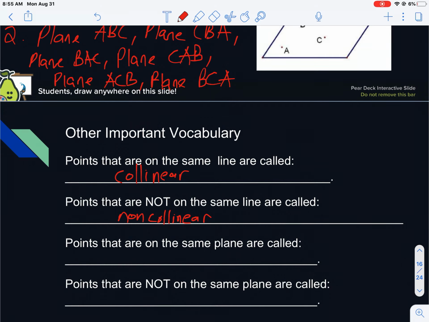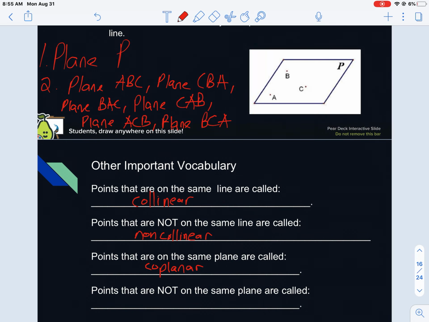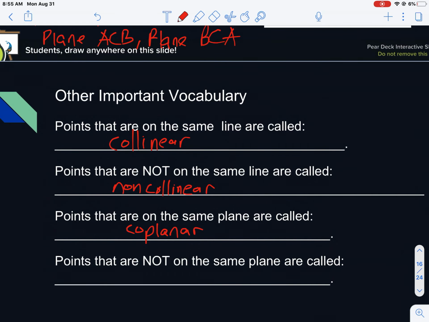Points on the same plane are called coplanar. Not coplanar, okay? Please don't say that. Notice in the last example, A, B, and C are coplanar, right? They're all inside that plane. So if they're within the bounds of the line segments that make up the plane, they're coplanar. Points not on the same plane, what do you think? Non-coplanar. All right. So that's just some vocab for you, okay? These are going to be very important, right? Coplanar and collinear.